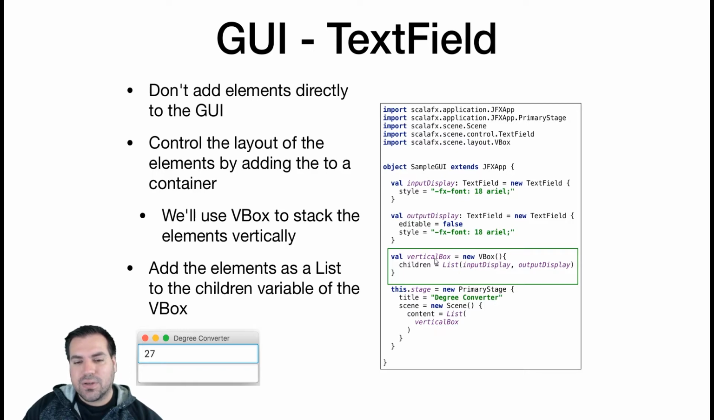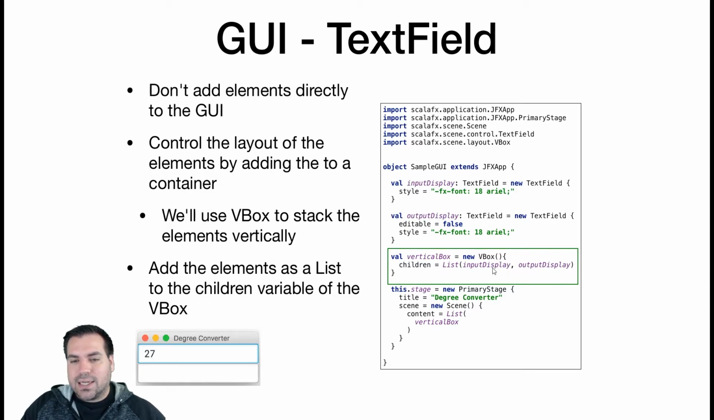I'll add some container and then add that container to the content. In this case, I'm going to use a vertical box, which is going to control how the elements are organized in the GUI. So here I want these displays organized vertically. So the input box, the first element in this list, is going to be on the top of the GUI, and the second element, this output display, is going to be below that. So they're going to be arranged vertically in the order in which I provide them in this list, in this children variable, again using this initializer code.